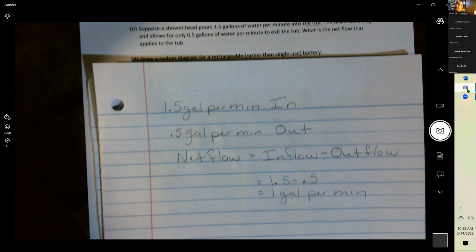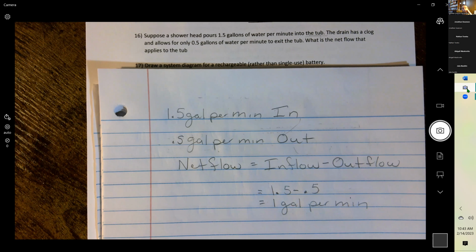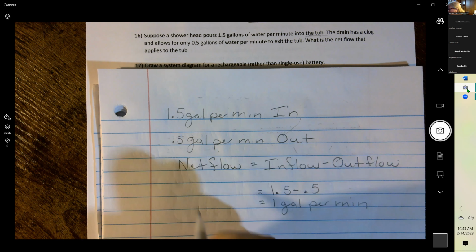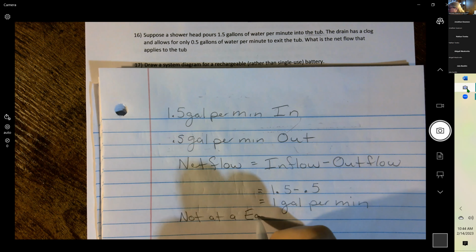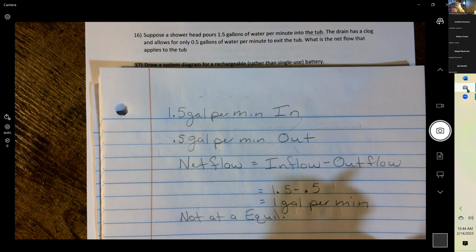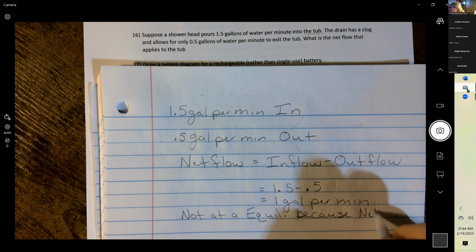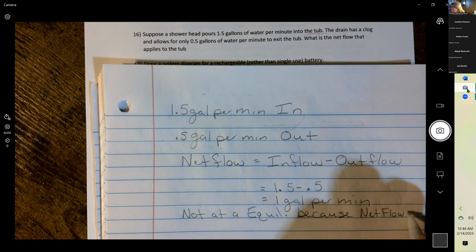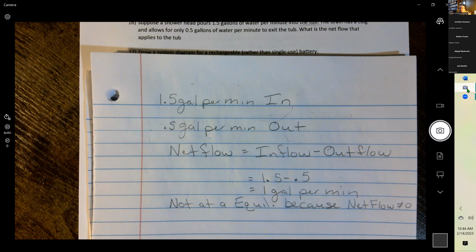No. Correct. What do you have to have for it to be in equilibrium? The same amount going in and the same amount going out. Right. So this is not in an equilibrium. I know I asked it on one of them. So I figured not at equilibrium because net flow does not equal 0. Your net flow should equal 0 because you have the same amount going in and the same amount going out. And since it's not, then it's not in an equilibrium.